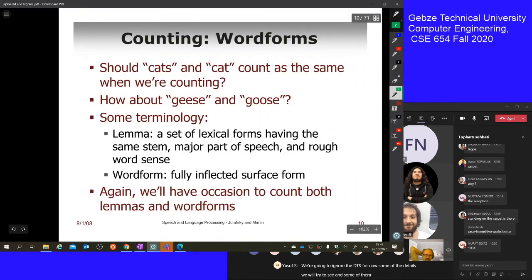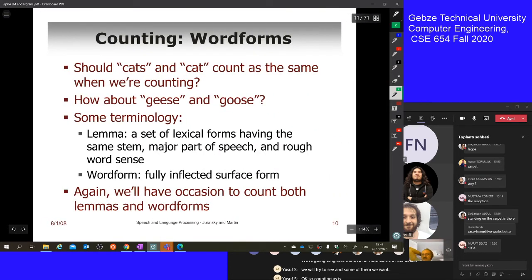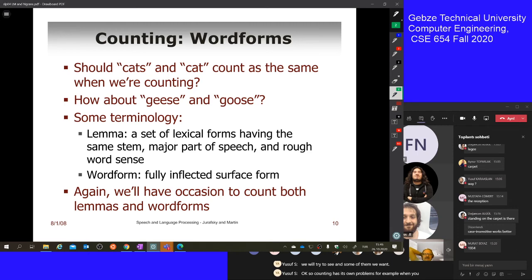So counting has its own problems. For example, when you count "cats", are they the same word? How many cats do I have in this sentence? Is "cats" and "the cat" the same word, or are they different? I have "cats" and I have "cat". Are they the same? No, of course not. But for the sake of counting and keeping statistics, can I consider them as the same words?